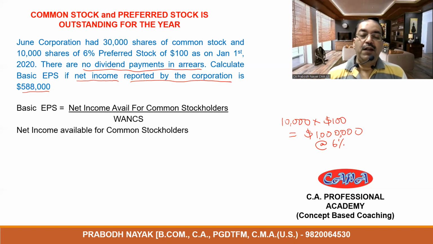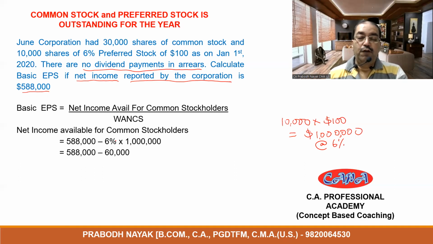So net income available for common stockholders is equal to 588,000 minus preference dividend, 6% of $1 million. That comes to, sorry, 60,000. Okay, 6% comes to 60,000. So 588,000 minus the preferred dividend of 60,000 gives me 528,000, or $528,000. So that is my net income.